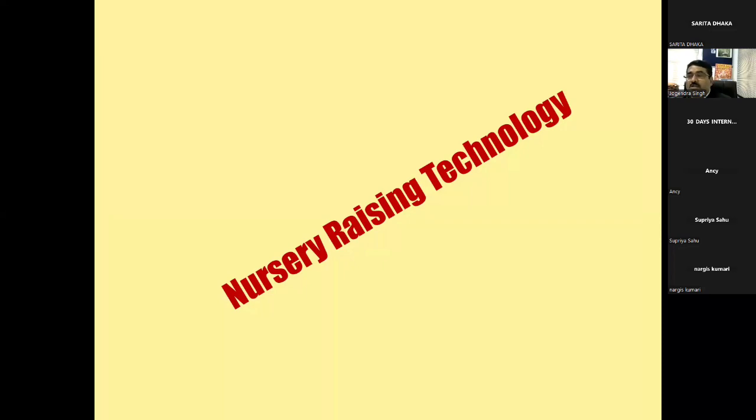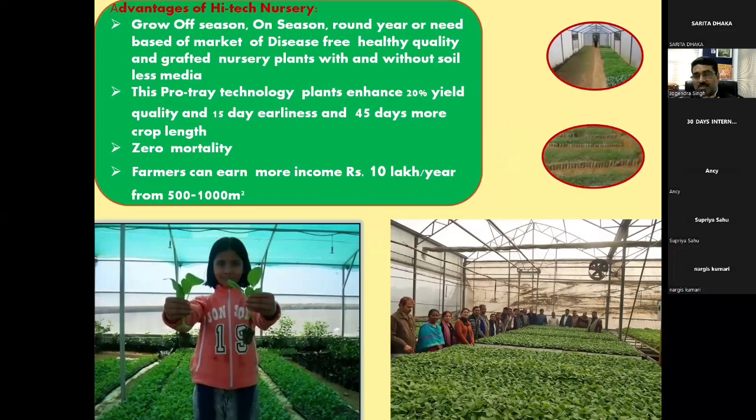Now coming to the production part. After everything is done and the structure is built, how can we promote the protected cultivation production technology? First, we have started round-the-year nursery. So you can see here the round-the-year nursery we can promote. We can grow off-season, and in a protected system, zero mortality we can find.